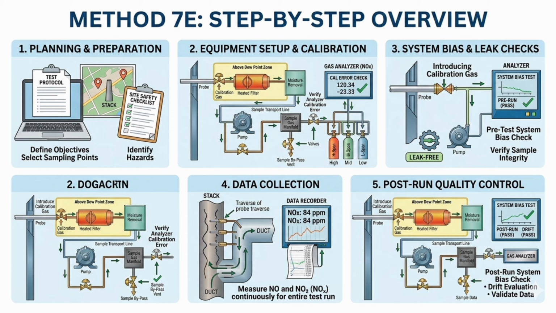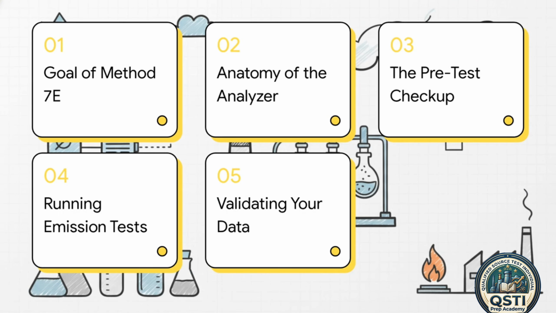We're translating all that regulatory jargon into a clear, actionable narrative, going step by step so you understand exactly how to collect unassailable, compliant data. Here is our game plan for today. First, we'll cover the goal of Method 7E. Second, the anatomy of the analyzer. Third, the pre-test checkup. Fourth, running the emission test. And fifth, validating your data.